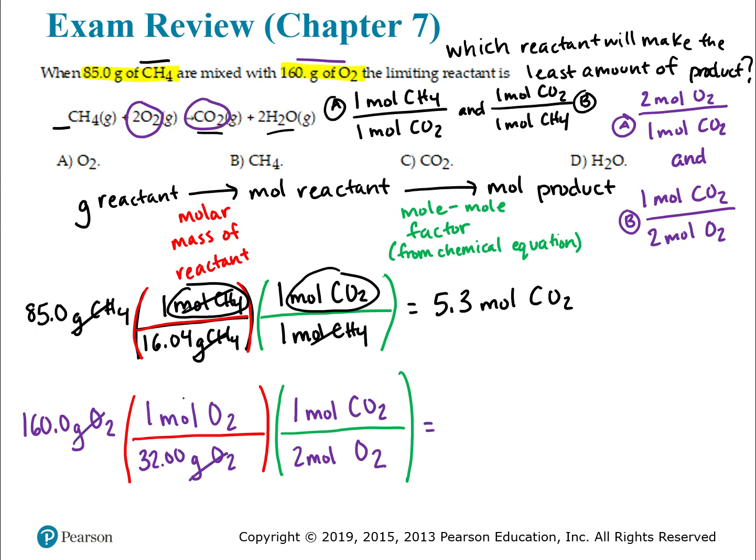My grams of oxygen cancel, I get moles. My moles of oxygen cancel, I get moles of carbon dioxide. .5 moles of carbon dioxide is definitely less than 5.3. So that means oxygen is a limiting reactant.